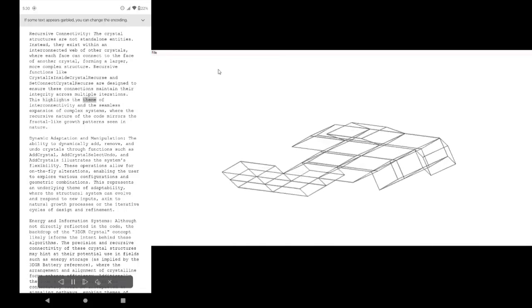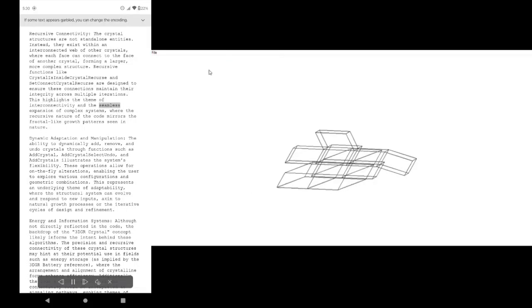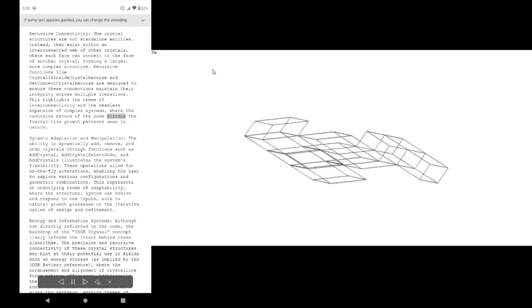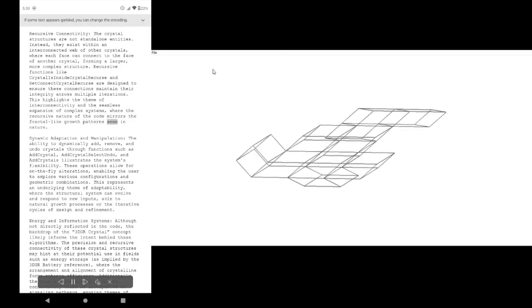This highlights the theme of interconnectivity and the seamless expansion of complex systems, where the recursive nature of the code mirrors the fractal-like growth pattern seen in nature.